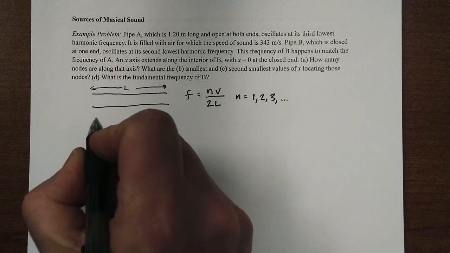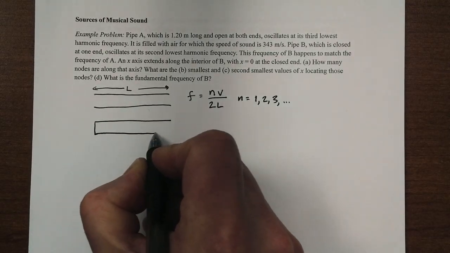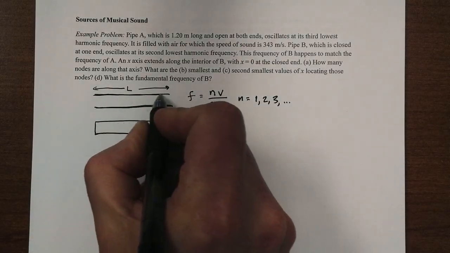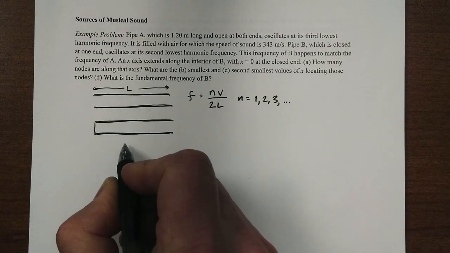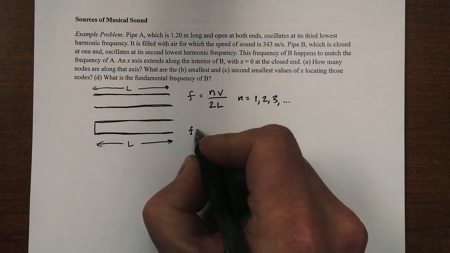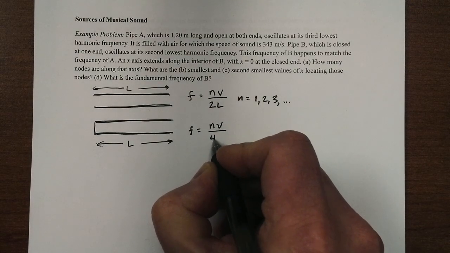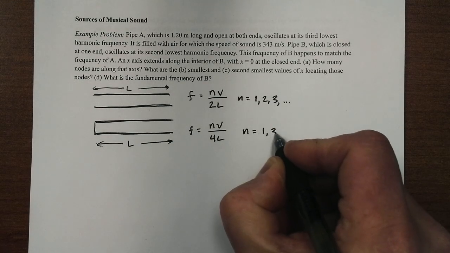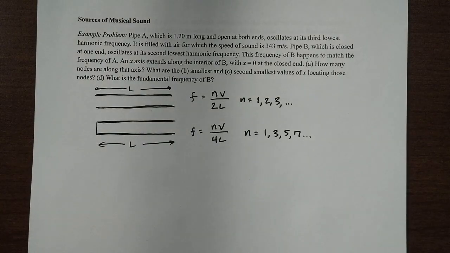If you have a pipe that is closed at one end, also of some length L, the frequency here, pretty similar, is n times v over 4L, but here the n's are just the odd integers, so 1, 3, 5, 7, etc.